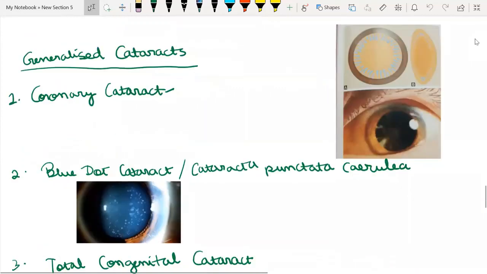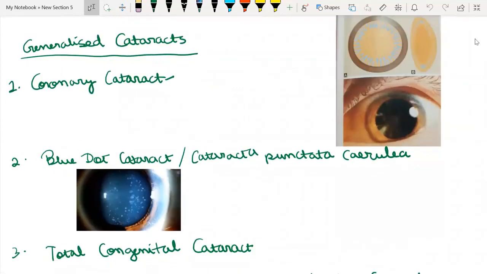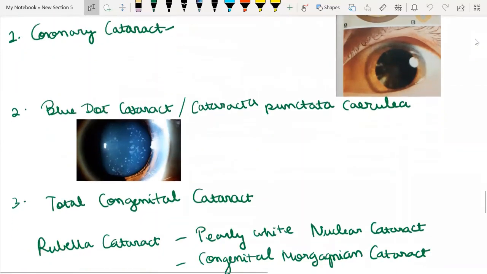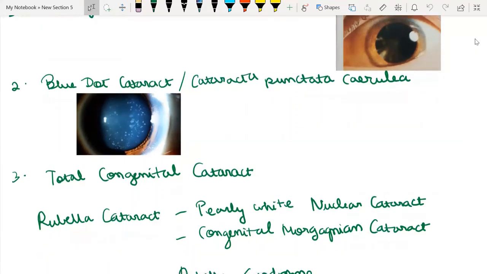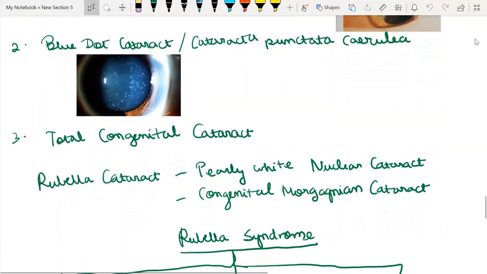The second type is the blue dot or cataracta punctata caerulea type of cataract, which is actually the most common type of congenital cataract. We can see blue dot punctate opacities in the image as well. And the third type we see is the total congenital cataract. Again, we divide this into rubella cataract and rubella syndrome. The rubella cataract is basically a pearly white nuclear cataract or a congenital Morgagnian cataract.